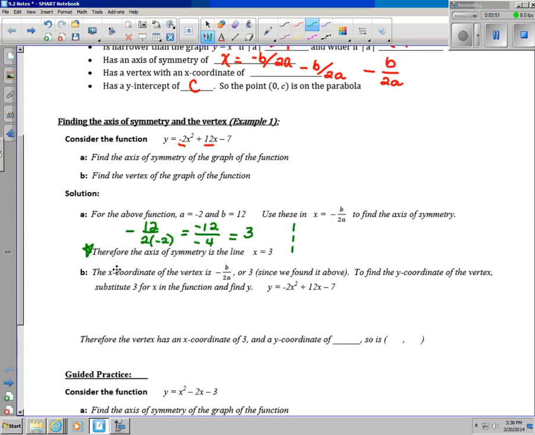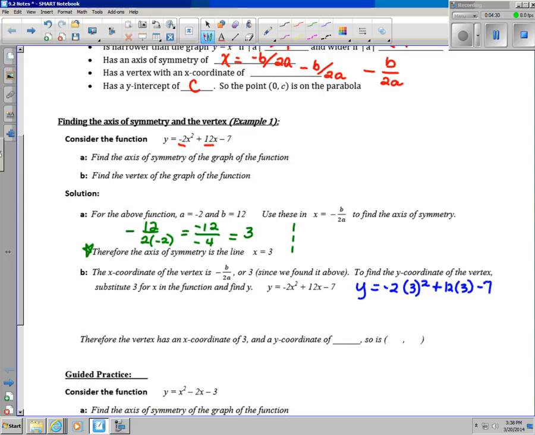Okay. All right, to find the vertex, we already know the x-coordinate. The x-coordinate is negative b over 2a. Well, we just did that up here. So our x-coordinate is going to be 3. We just found it above. So to find the y-coordinate of the vertex, we're going to substitute 3 for x in the function and find y. So we're going to have y equals negative 2 times 3 squared, plus 12 times 3 minus 7. I'm just substituting it in to find the y value when x is 3.